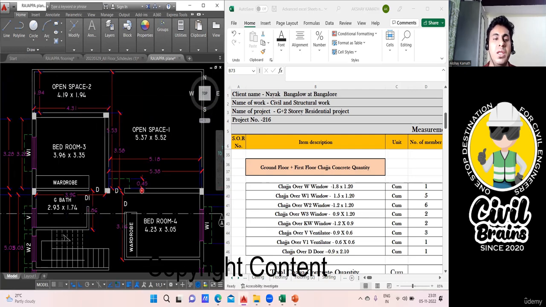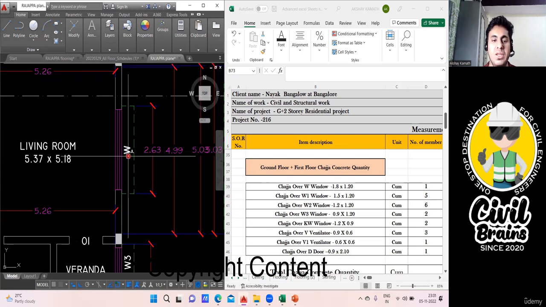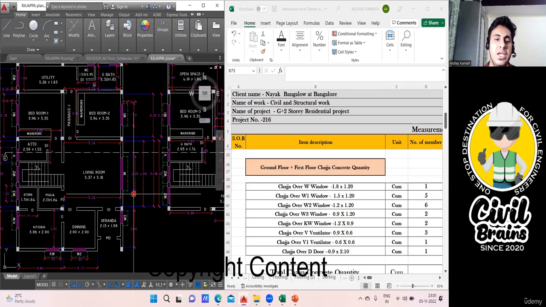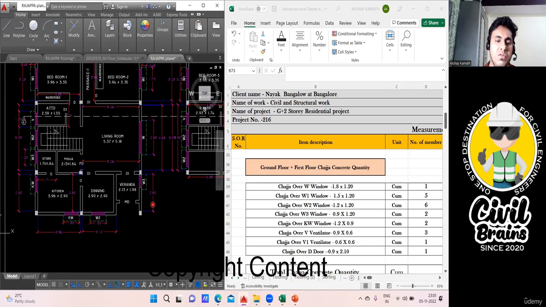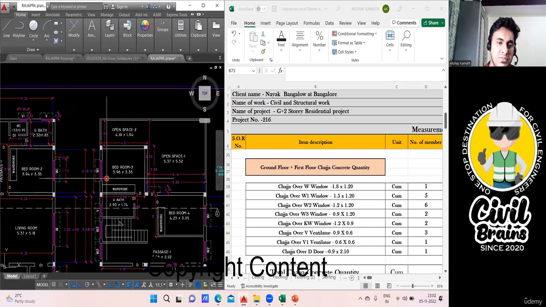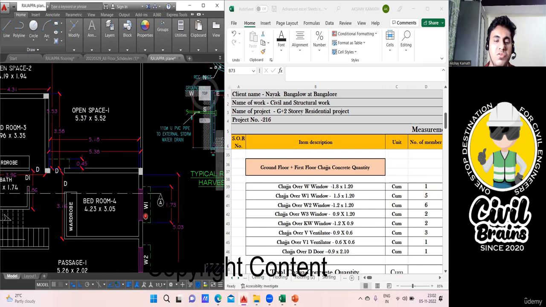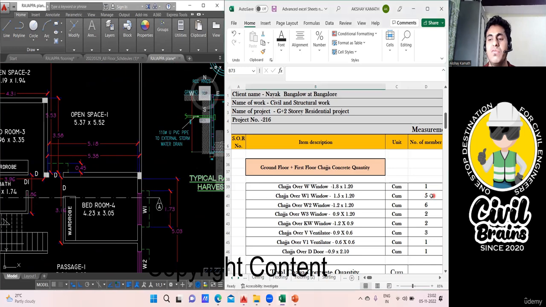Then you count how many W1, how many W are there in your building. How many windows are there? W windows in my building, there is only one, so I have written one here. Simple. How many W1 windows are there? Again you count: W1 one, two, then three, this is the fourth and this is the fifth. Five W1 windows are there. I've written 5 here. Can you see? In this way, count everything from the drawing and just fill it here. Very simple. This much you understood.